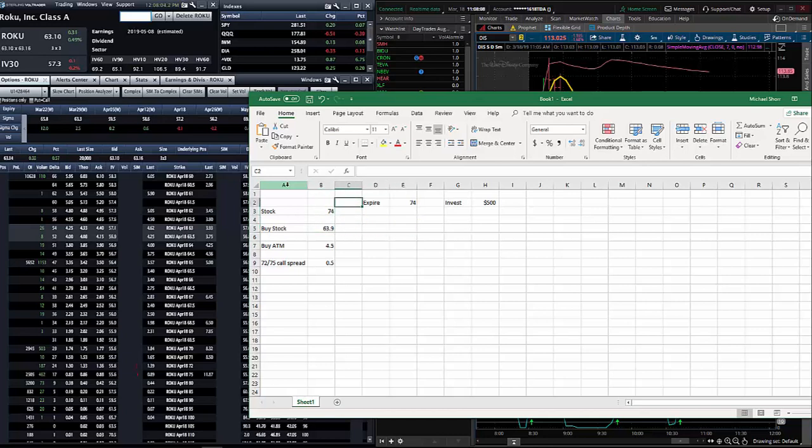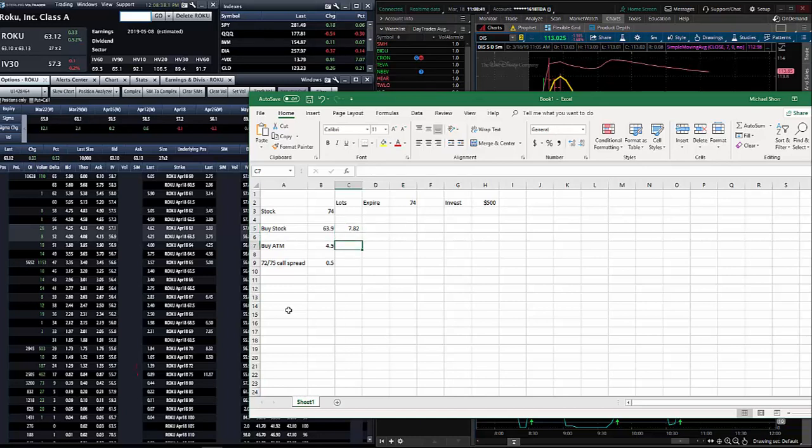So the lots that we can do, if the stock is trading 63.90, well then how many shares of stock can we buy? Well, $500 divided by 63.90. We can buy 7.82 shares of stock for $500. Of course, we can't do a 7.82 lot. We have to do either a 7 lot or an 8 lot. But let's just say for theoretical example.